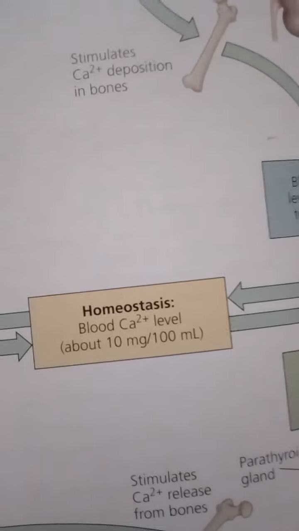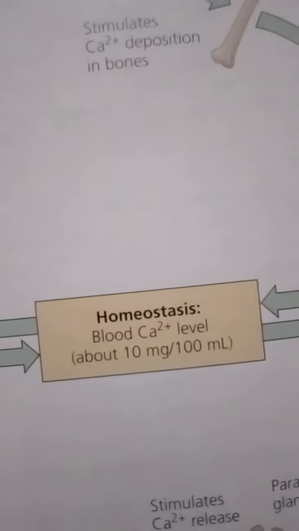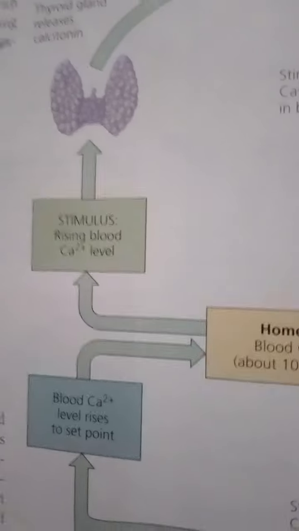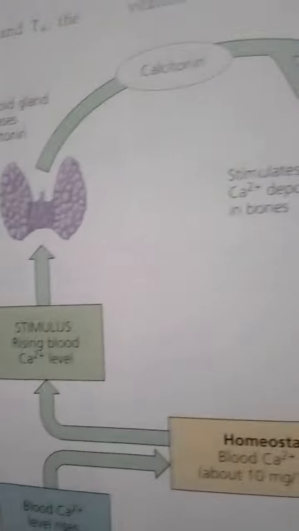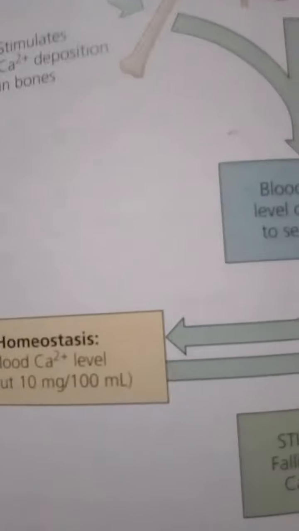PTH also has an indirect effect on the kidneys, promoting the conversion of vitamin D to its active hormone form. An inactive form of vitamin D, a steroid-derived molecule, is obtained from food or synthesized in the skin. Activation of vitamin D begins in the liver and is completed in the kidneys, a process stimulated by PTH. The active form of vitamin D acts directly on the intestines, stimulating the uptake of Ca²⁺ from food and thus augmenting the effect of PTH.